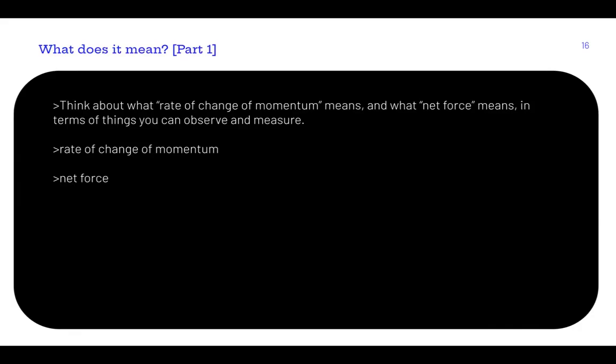Rate of change in momentum is measured by tracking how an object's velocity, both speed and direction, changes over time. And net force is measured by summing up all the individual forces acting on an object, often inferred by observing the resulting acceleration. Both concepts are tightly linked, as Newton's second law tells us that the net force acting on an object is equal to the rate of change of its momentum.